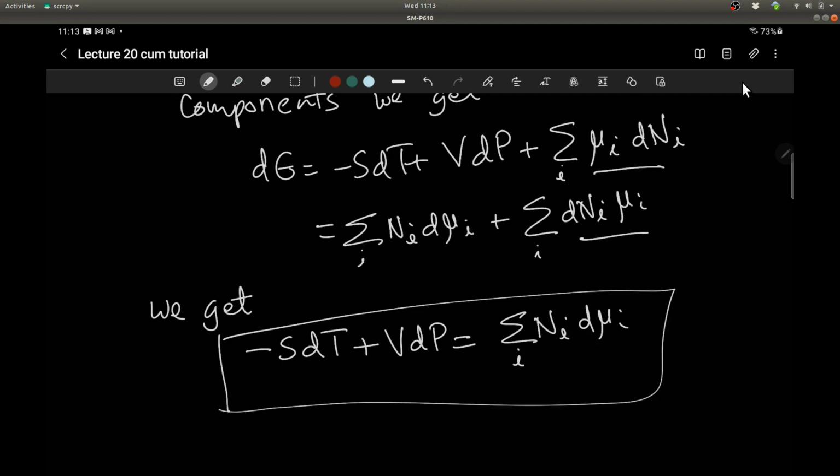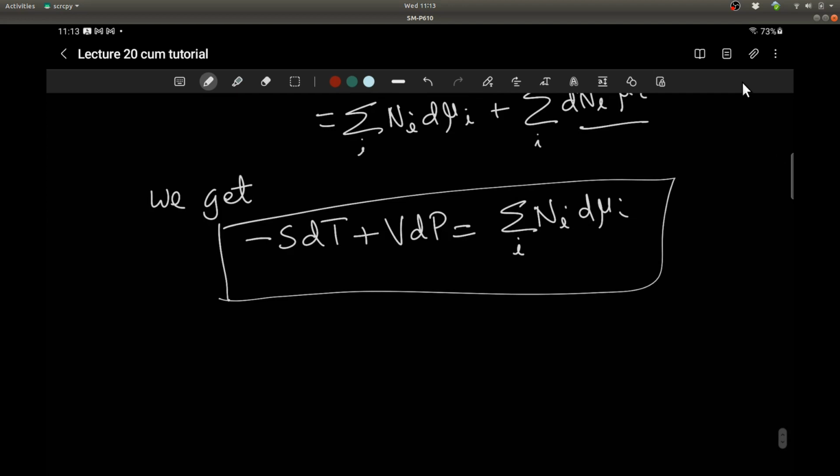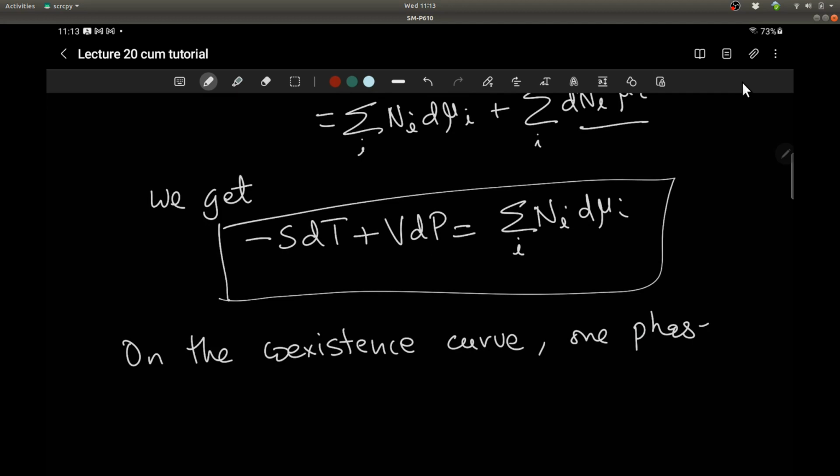Okay, so we have reached the Gibbs-Duhem relation. So now on the coexistence curve, one phase can convert to the other, right?